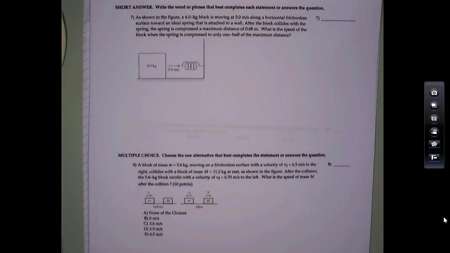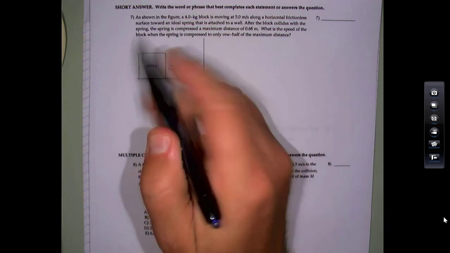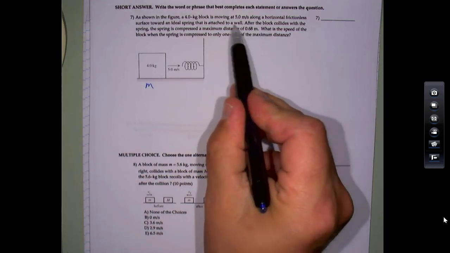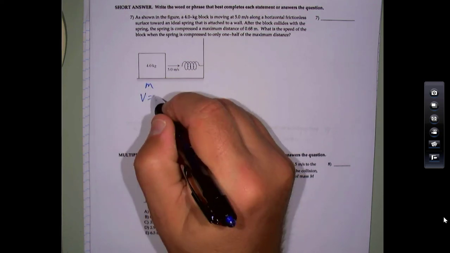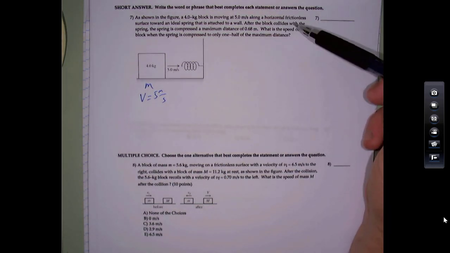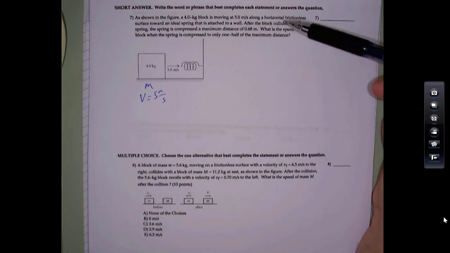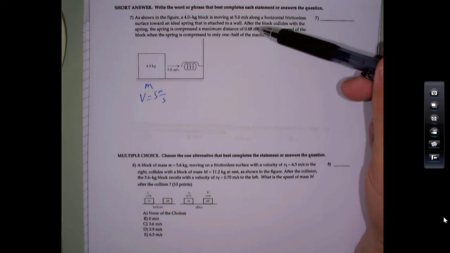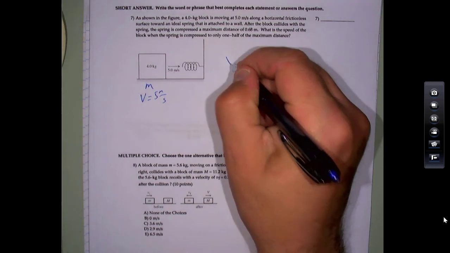We're looking at kinetic energy and spring potential energy. As shown in this picture, a 4 kilogram block, I'll just call this mass, is moving at 5 meters per second. So the speed of this is 5 meters per second. It says it right there too. Okay, a horizontal frictionless surface towards an ideal spring that's connected to the wall. After the block collides with the spring is compressed a maximum distance of 0.68 meters. So that's how much the spring is compressed.